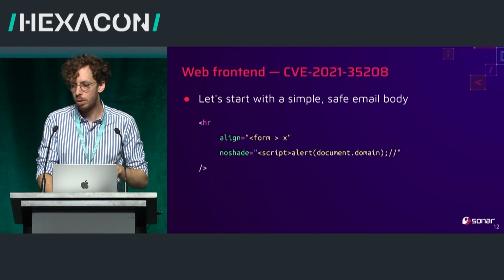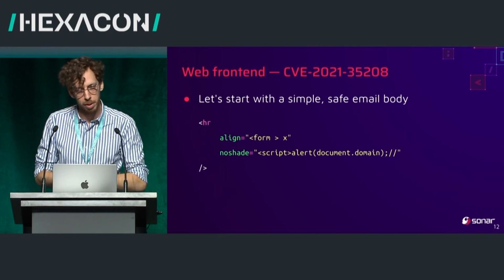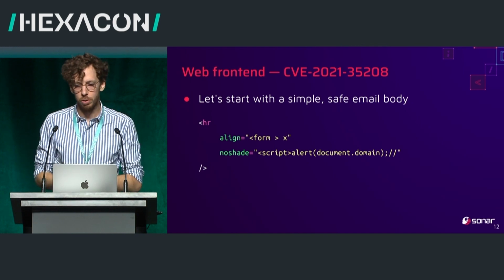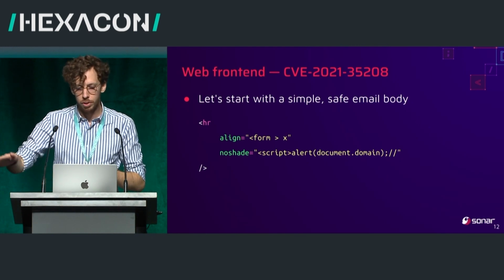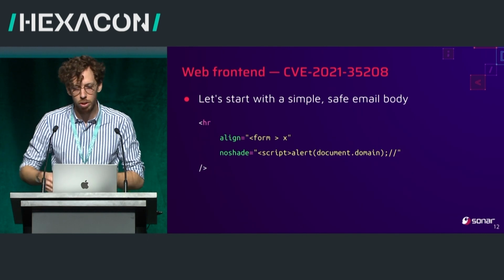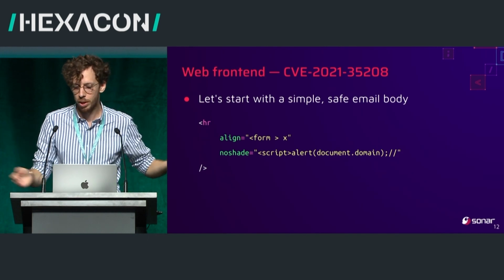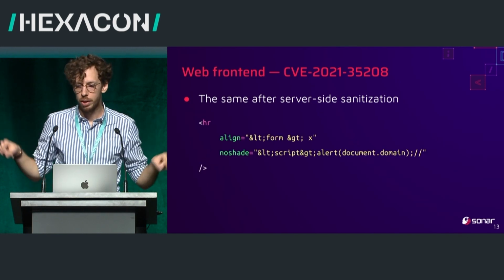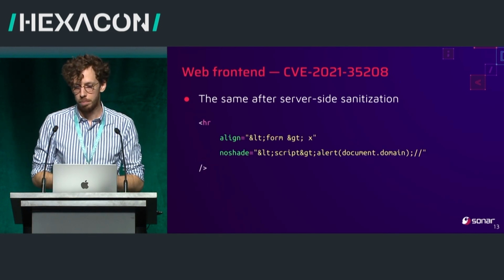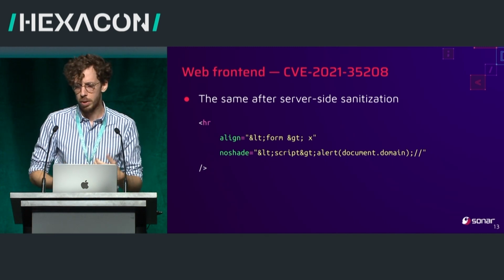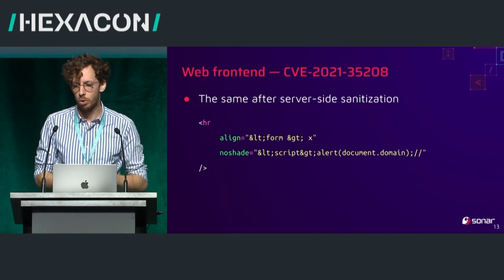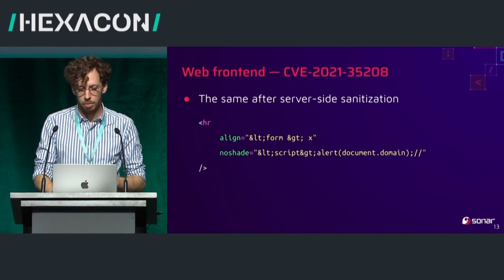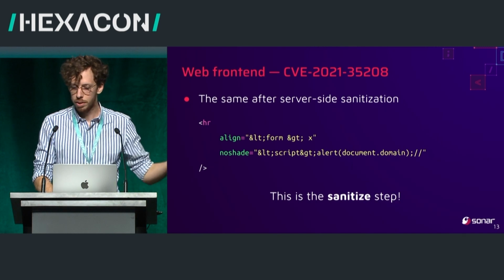So let's start with a simple email body, which is safe for now: an HR, which is a new line. We get a line with an attribute and no shade, also a styling attribute. And I mean, there is nothing dangerous. There is some script alert somewhere, but it's in an attribute, so it's not doing anything unsafe. And after server-side sanitization, all the angled brackets are being transformed to the encoded counterpart. So LT is for the left angle bracket and GT for greater than, so right angle bracket. So yeah, it's still safe, still sanitized. This is the sanitize step.